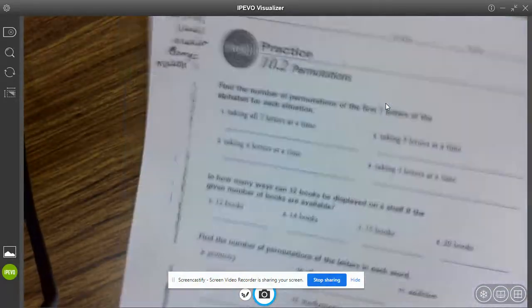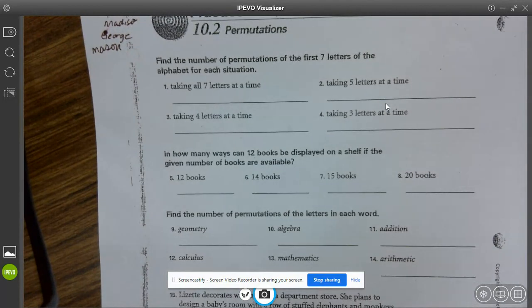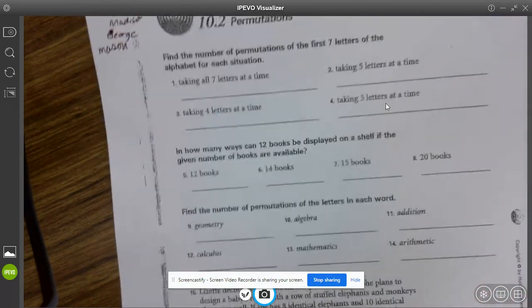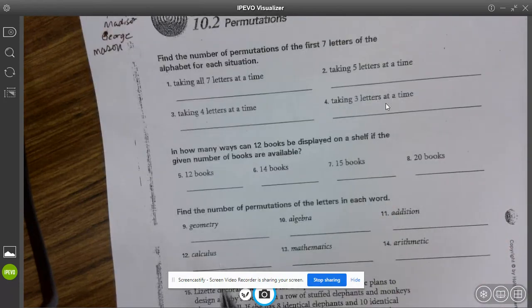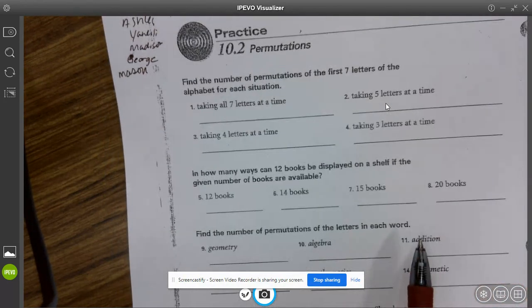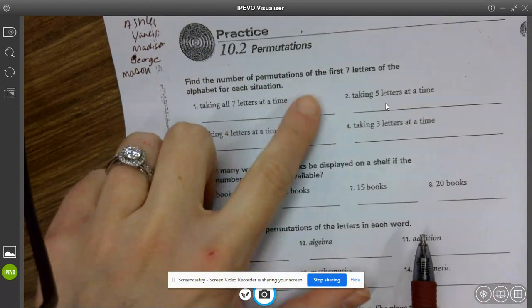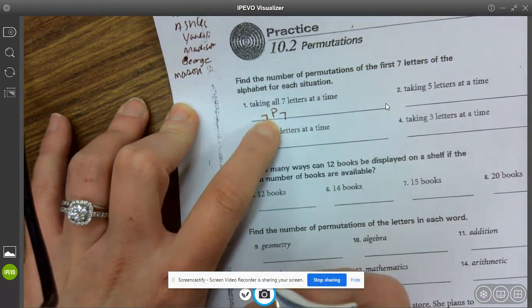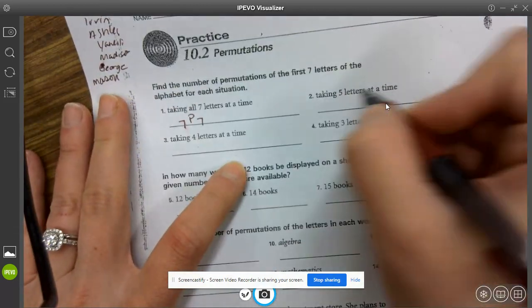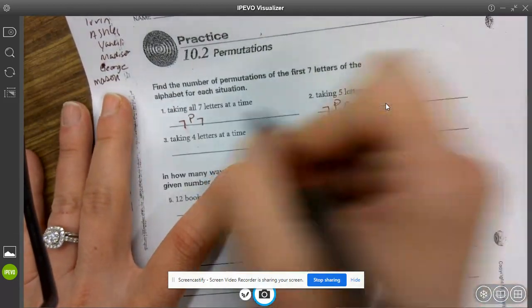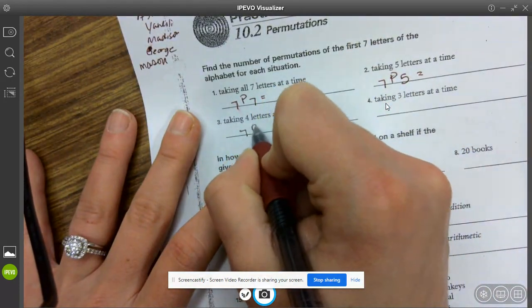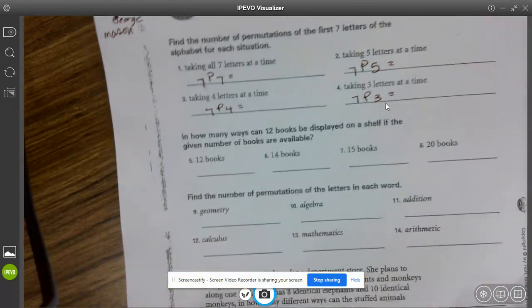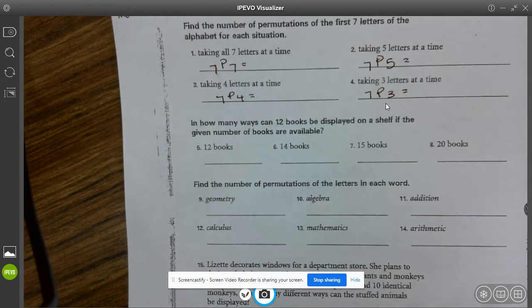Now, here, it says find the number of permutations. This is just more practice. Okay. I'm going to complete this. Do you have to? No. If you'd like to, yes. It says find the number of permutations taking the first 7 letters of the alphabet. So if I have 7 letters and I'm taking all 7 letters, that's what it would be. And you'd put it in your calculator. So I have 7 letters and I'm taking 5. Put in your calculator. I have 7 letters, but I'm taking 4 letters. And I have 7 letters, but I'm taking 3. That's what that means.